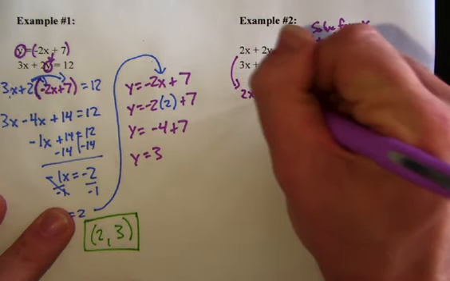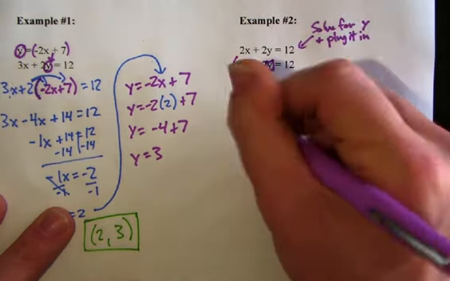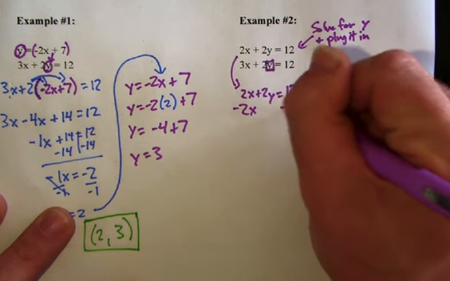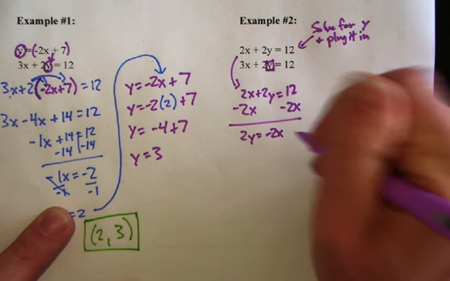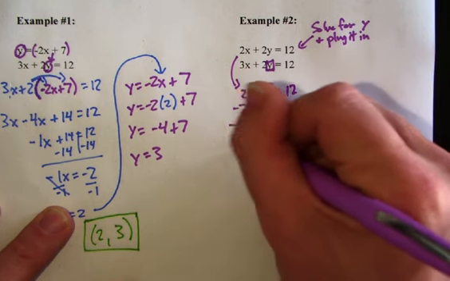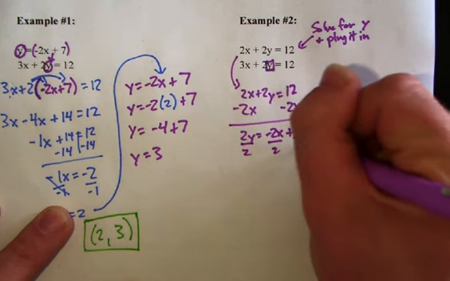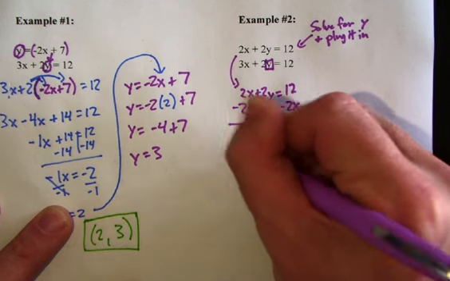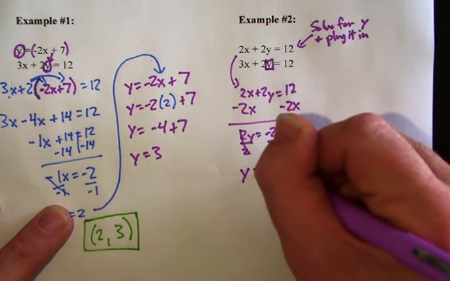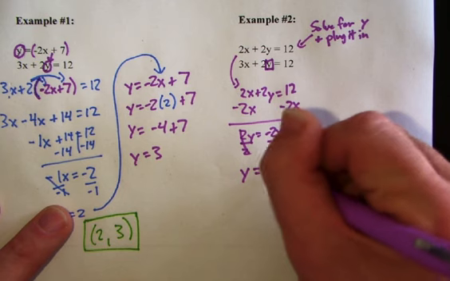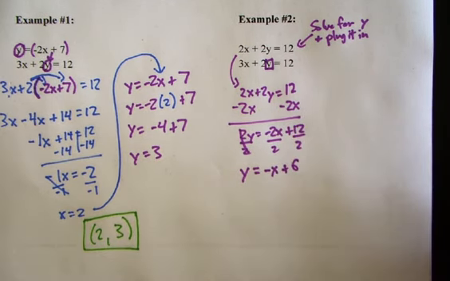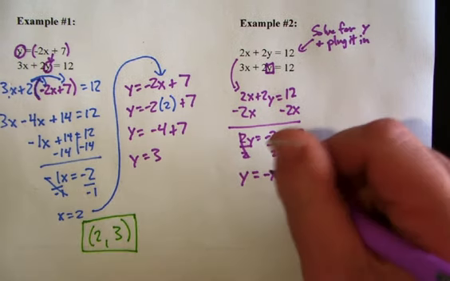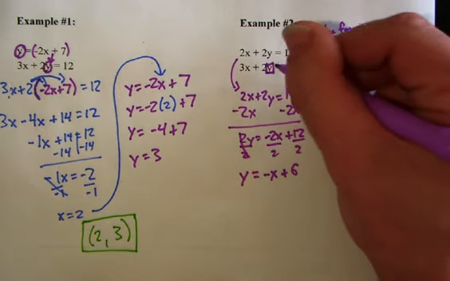2x plus 2y equals 12. I'm going to subtract 2x from both sides. I get 2y equals negative 2x plus 12. Divide by 2 all across the board. Remember, it's got to be everywhere. And I get y equals negative x, negative 1x, but negative x, plus 6. Now I've got something right here that I can plug into this equation.